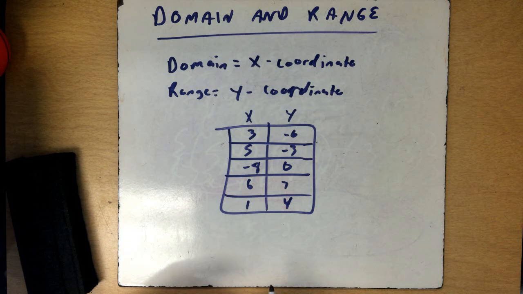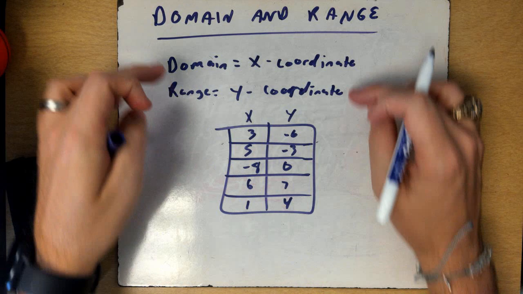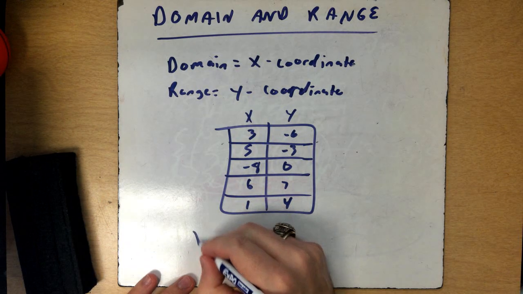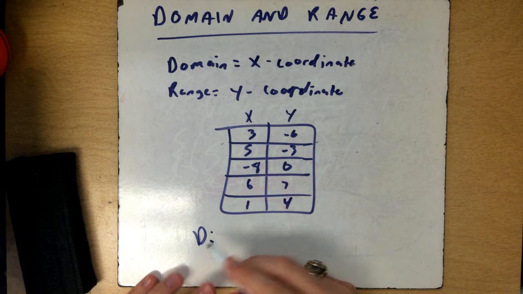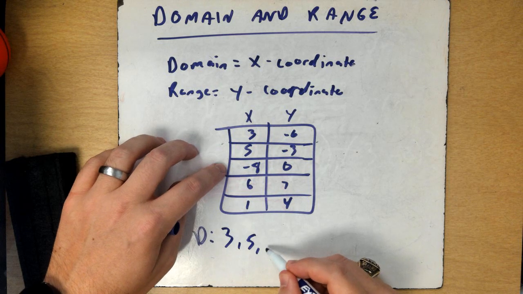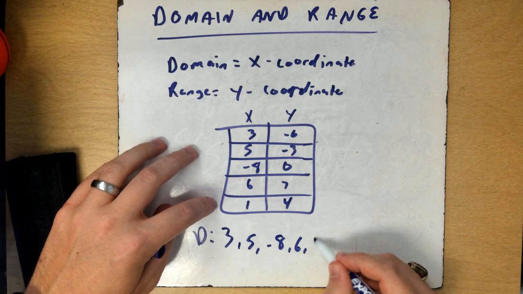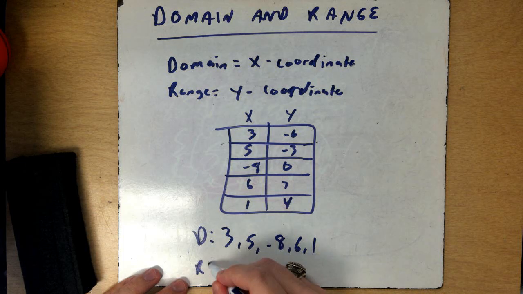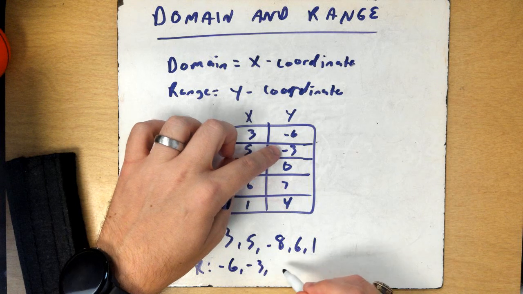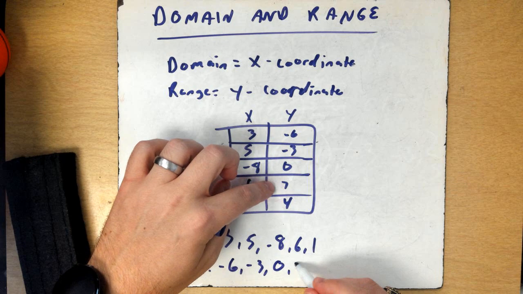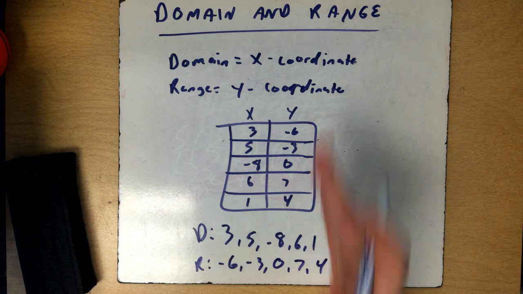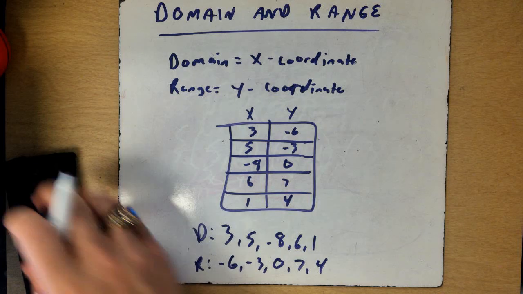So let's say we have this, x and y are displayed. Well, if you asked for what the domain and the range was, once again, our domain would be all of our x coordinates, our range would be all of our y coordinates. So here, you could say our domain, or D for short, would be our x coordinates: 3, 5, -8, 6, and 1. And then our range: -6, -3, 0, 7, and 4. Okay, so once again, domain, range. It's really simple. So don't overthink this.